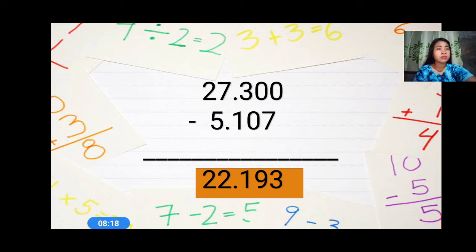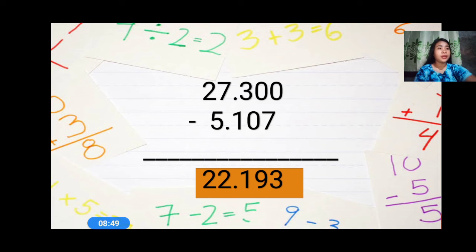9 minus 0, the answer is 9. Okay, 2 minus 1, the answer is 1. Okay, that's why we have 193. And then 7 minus 5, the answer is 2. And then bring down 2. That's why the final answer is 22.193.